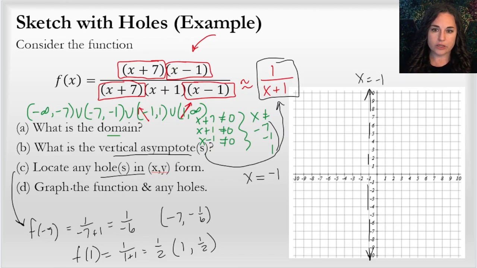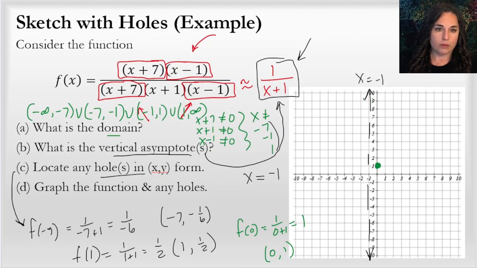And then the last thing here says graph the function with any holes. When I look at this, I know I'm going to have an inverse function, and it's shifted left 1. That's what it's going to look like. So let me get a different color up here, I'll get a green. I could do a y-intercept. If I plug in f of 0, I get 1 over 0 plus 1, which is 1. So I know the point (0, 1) is on my graph. There's that point, my y-intercept.